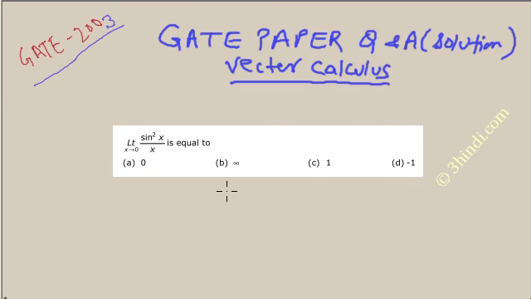This is the question from GATE 2003. If you are required to find the limit of this, you know that the limit of sin x by x is equal to 1. So 1 multiplied by sin x, 1 multiplied by sin 0 is equal to 0. So the answer is this, A.